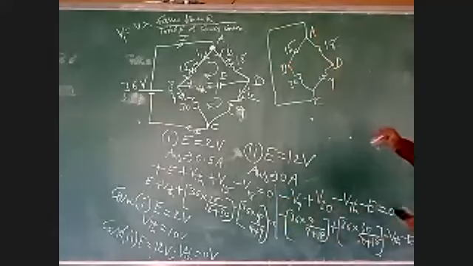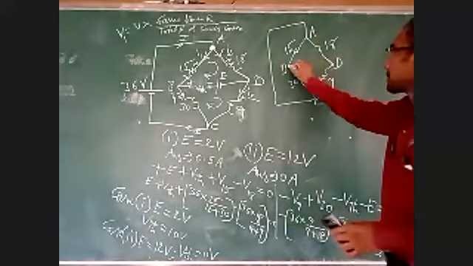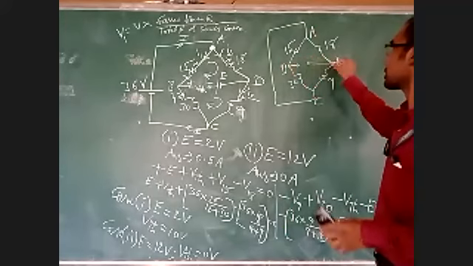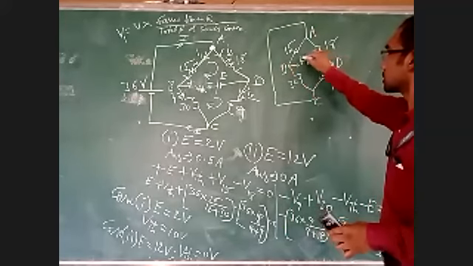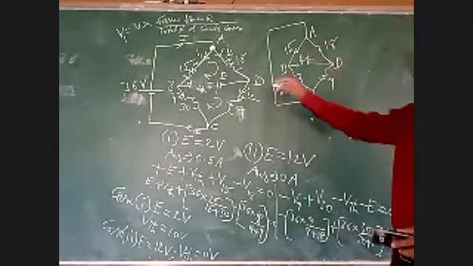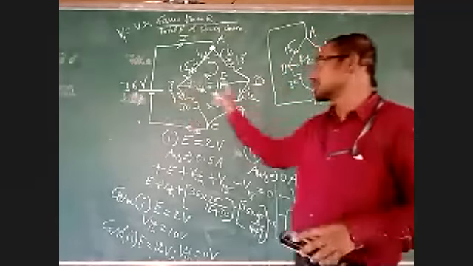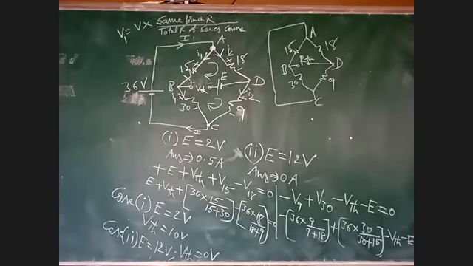See here, there are two voltage sources. See, in your circuit, you are having two voltage sources. One is the battery E, another one is 36 volts. I am shorting both the voltage sources, 36 volts and E, for determining RTH.